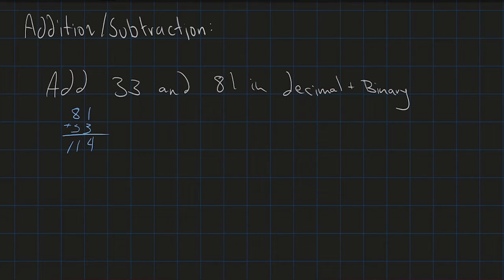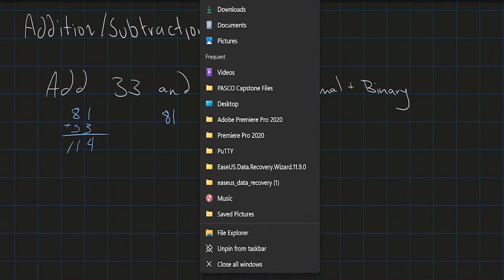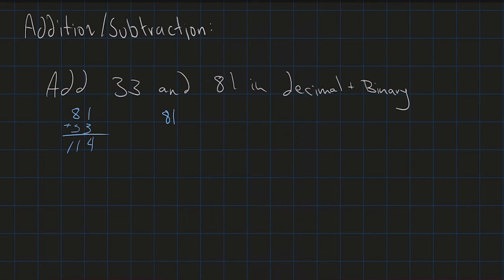But if a computer wanted to add them, it would have to have the binary equivalent of each number, which means we would have to convert 81. You would have to convert 81 from base 10 to base 2. And we would have to convert 33 from base 10 to base 2.